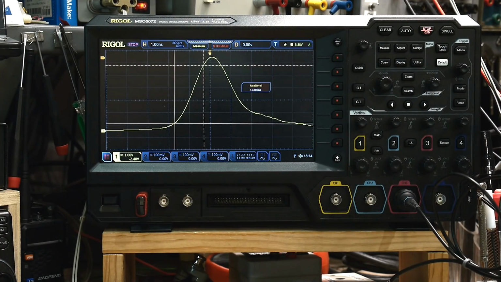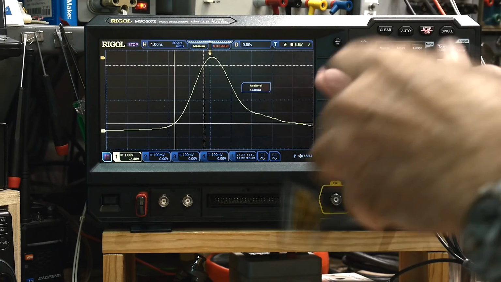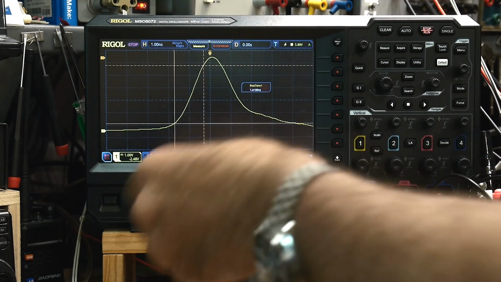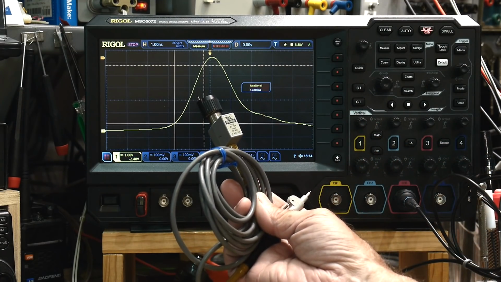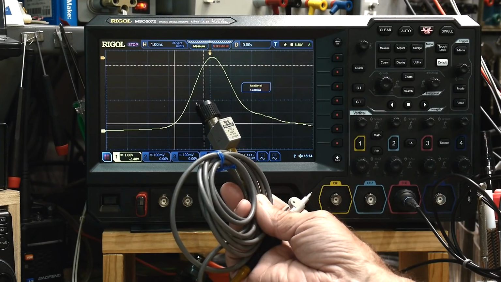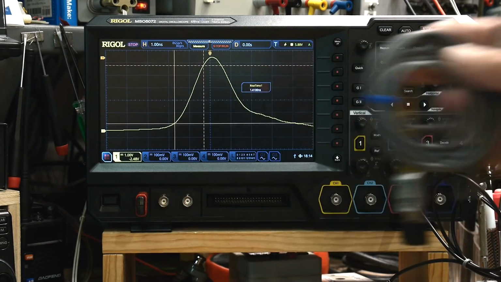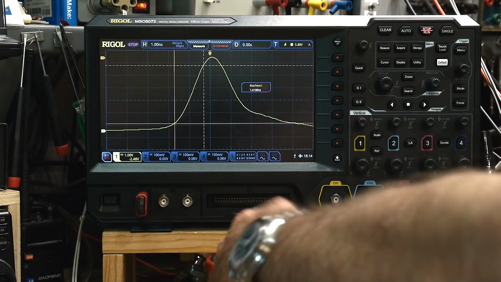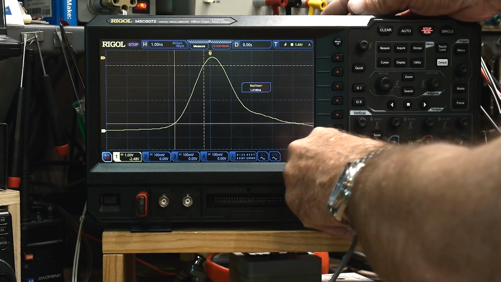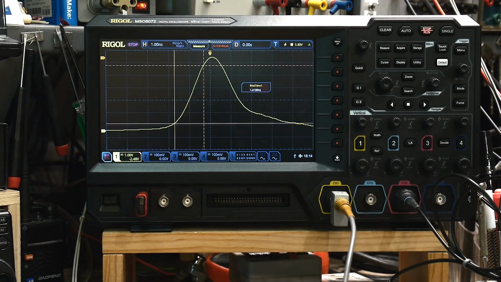Let's do this one. This is a really interesting one. This one is very old school. It is a P6106. And this is a very good probe as well. I believe it's rated at 250 megahertz, if I remember right. It's either 250 or 275. I think it's 250. So we'll see how it does. Should be close to the one that we just tested.